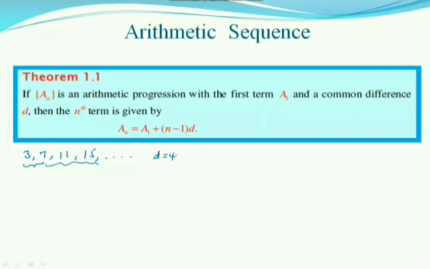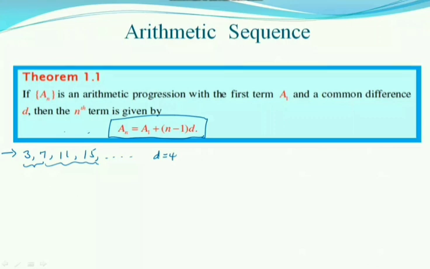So the first formula that we have here is an equals a1 plus n minus 1 times d. This is the nth term formula for an arithmetic sequence. For example, if you see here, definitely the number that comes after 15 is 19, and so on.